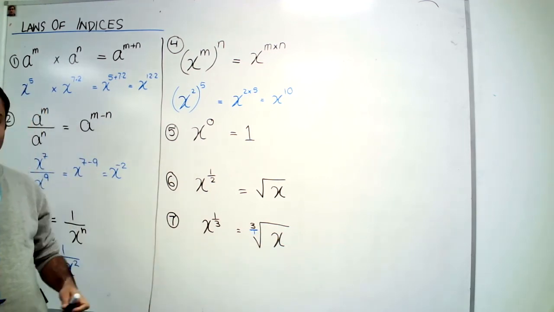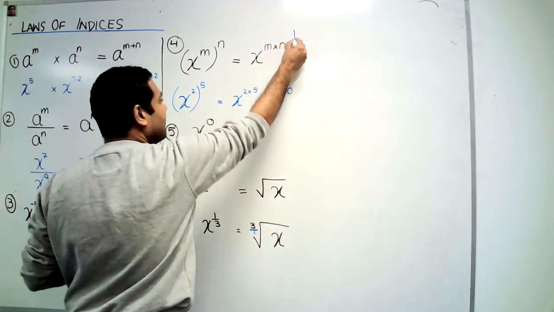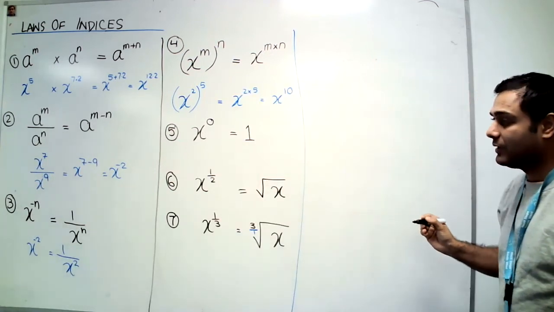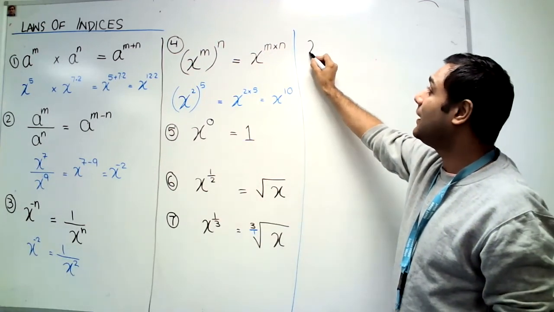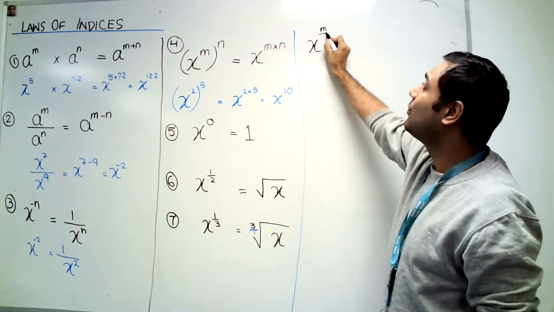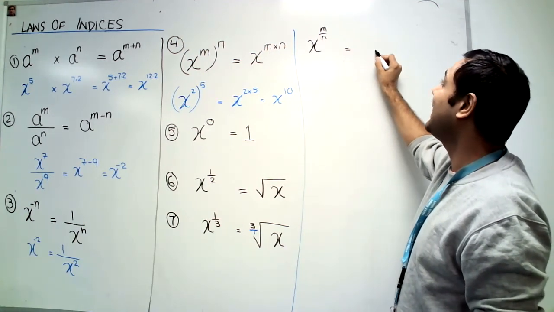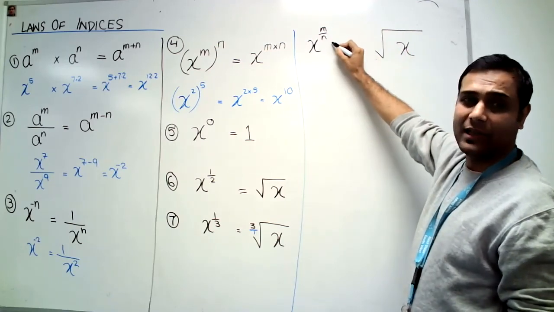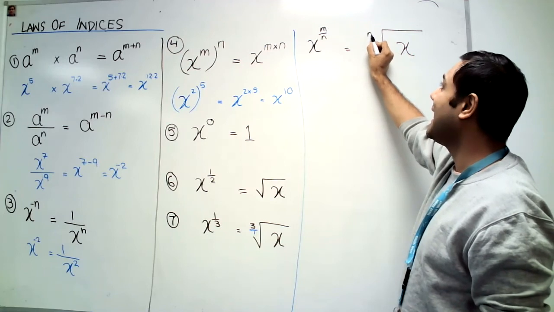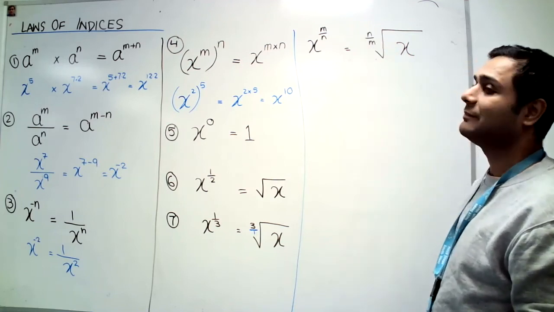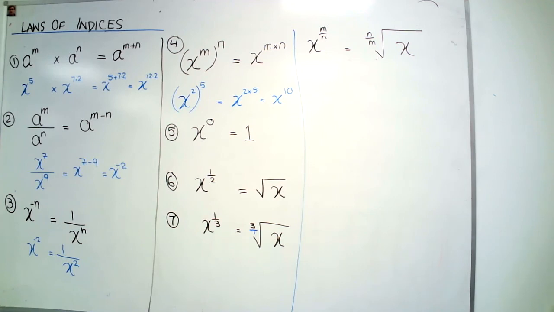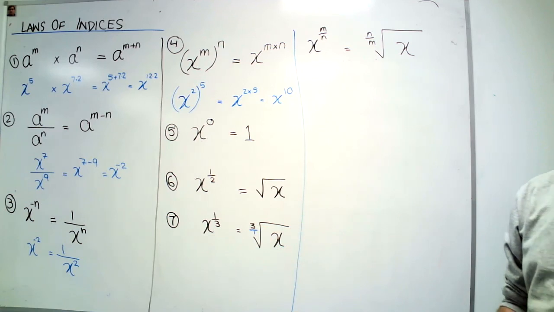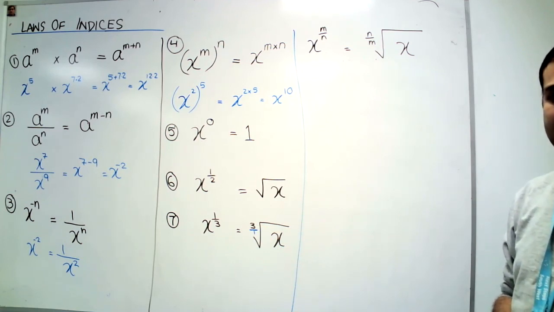Now, after that, there is another rule. Let me do that one on this side. Let's say I got x to the power of m over n. That can be written as this. This is m over n. It will come on this side. It will become n over m. Yeah, that's how it works. You see, this was 1 over 3. When it comes here, it becomes 3 over 1. So that's another rule.